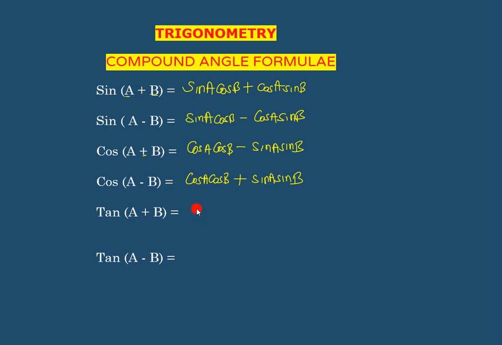Tangent of A plus B, you get the tangent of A, you add on the tangent of B, and you divide by 1 minus tangent of A times tangent of B. When it comes to tangent of A minus B, you have the tangent of A minus the tangent of B, divided by 1 plus the tangent of A times the tangent of B.